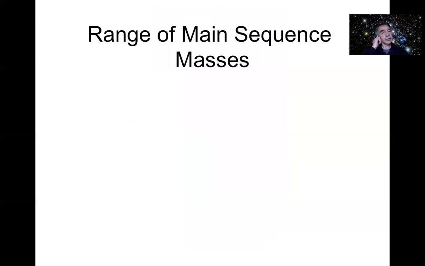Okay, so let's now have a quick think about the range of these main sequence masses. Why do we get stars within this sort of range of masses? Let's start at the lower end. The lowest mass star that we ever find in this sort of main sequence location is just below a tenth of a solar mass, about 0.08 solar masses. So why do we not get stars of any lower mass?